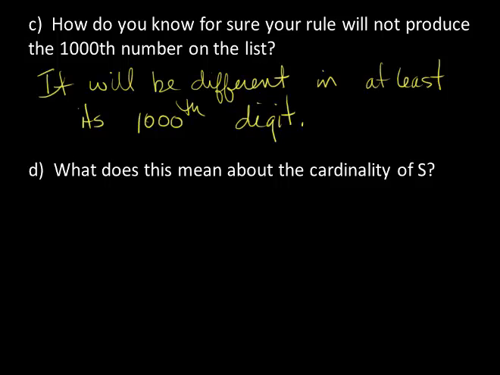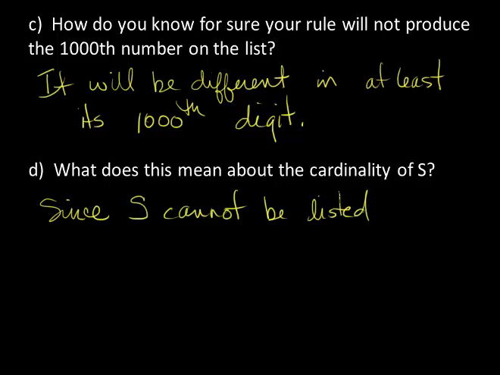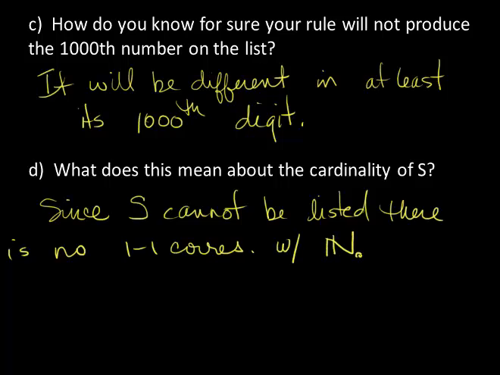What does this mean about the cardinality of S? All you have to say is that it's greater than the cardinality of the natural numbers. But all right, since S cannot be listed, there is no one-to-one correspondence with capital N. Therefore, the cardinality of S is greater than the cardinality of N.